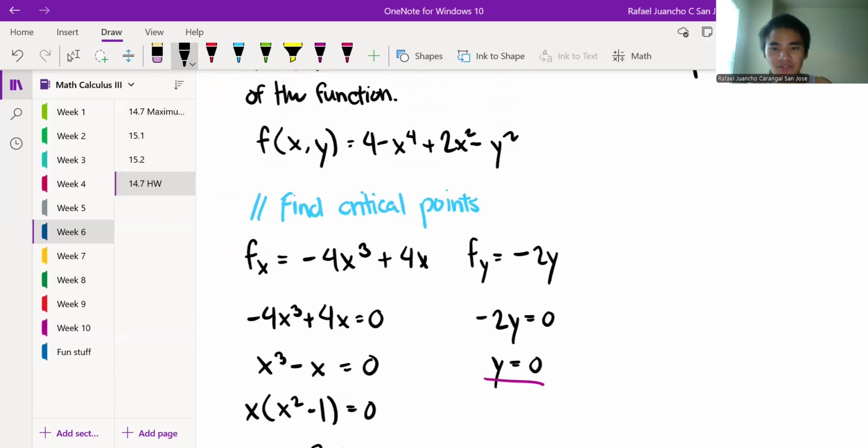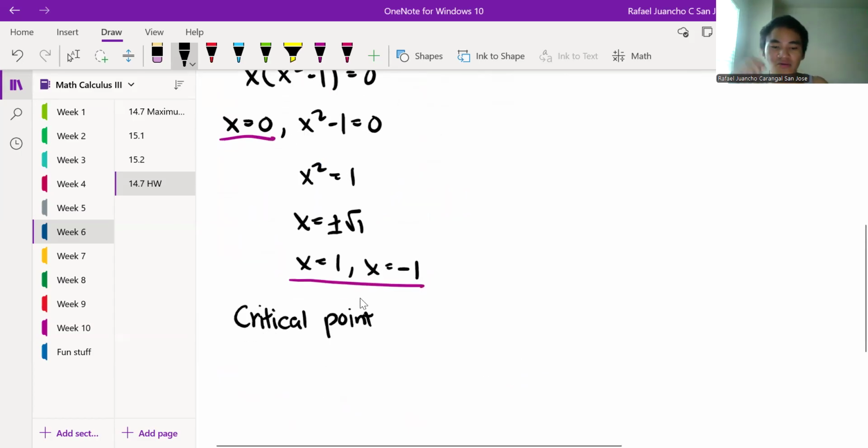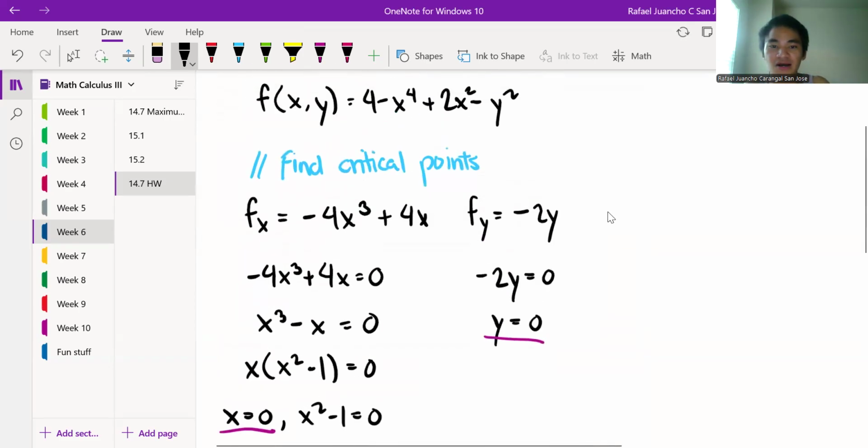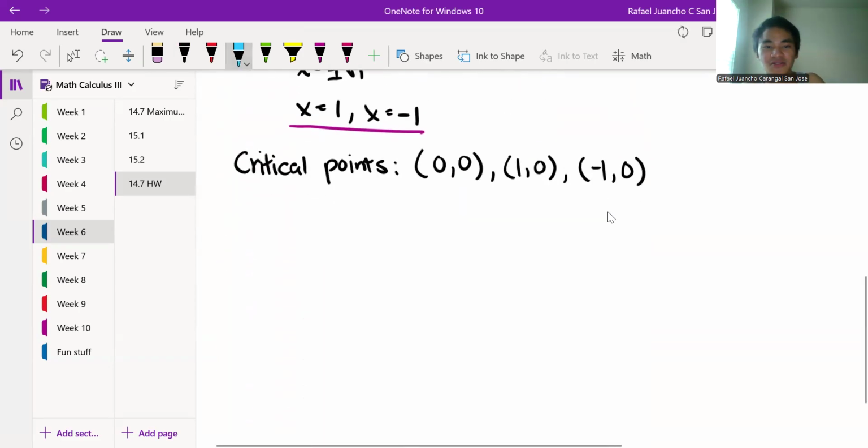I set them both to 0, and I get, oh, so they are critical points. If I'm shown a case like this, I'm going to say we have 0, 0, we have 1, 0, and we also have negative 1, 0. So those are our 3 critical points.